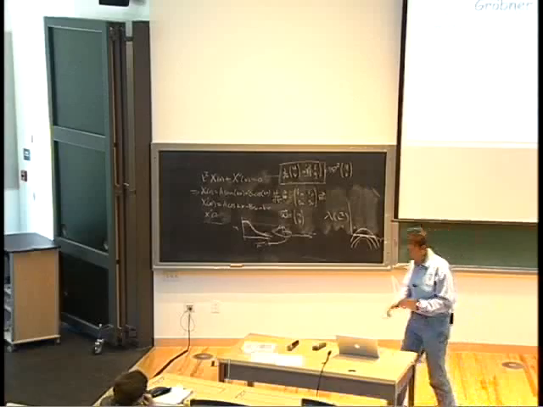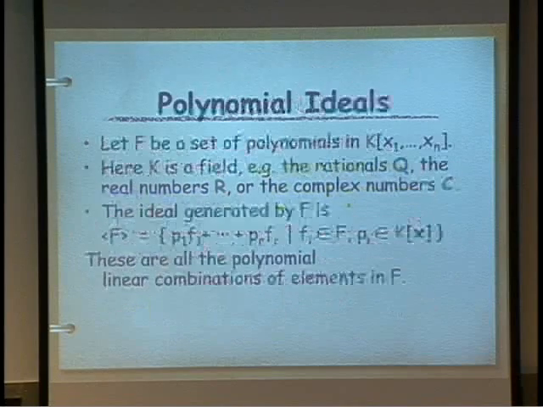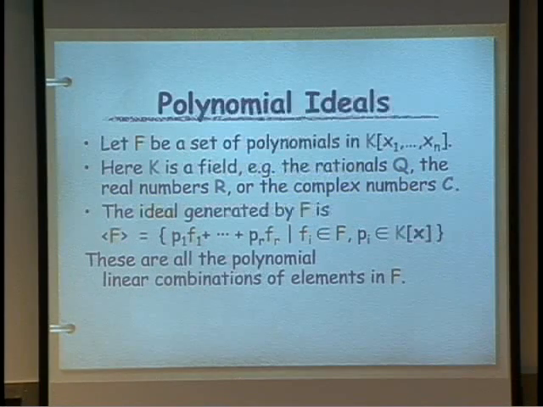Okay, here's the theory. In general, we're given a set F of polynomials in n unknowns, x1 up to xn, and the coefficients are in some field K. A field K for me is like the rational numbers, the real numbers, the complex numbers. I'm kind of a characteristic 0 guy.